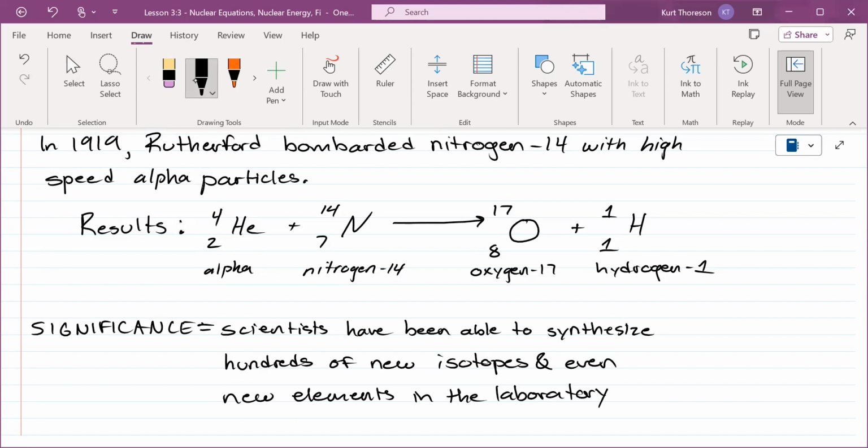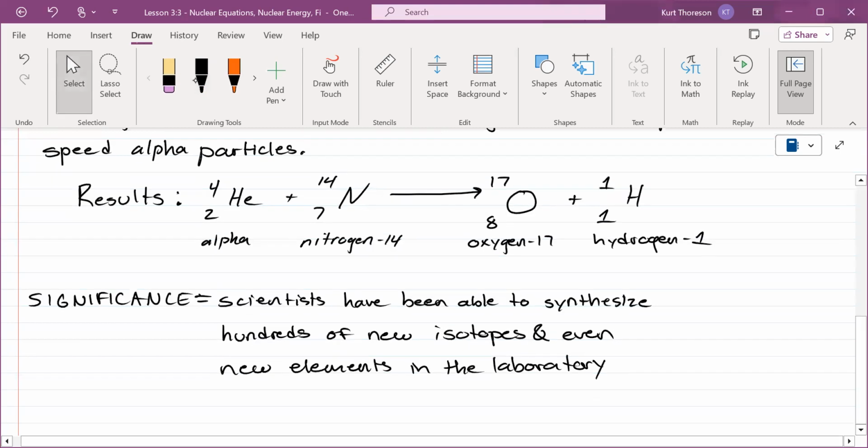So isotopes, if you haven't remembered, they're atoms of the same element. They could be oxygen isotopes. It could be carbon isotopes. They're all the same element, but they have different mass numbers. There's carbon-12, carbon-13, carbon-14. Those are isotopes. There's uranium-235. There's uranium-238. There's uranium-237. Those are isotopes. They're all the same element. They just have different mass numbers. We've been able to make hundreds of new isotopes that can't be found in nature and new elements.